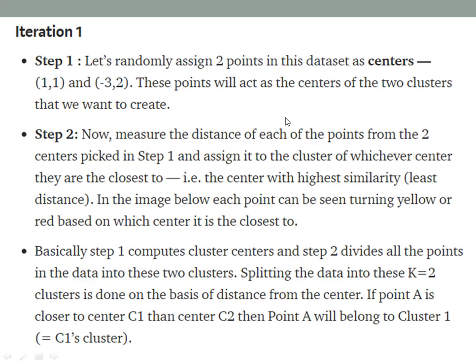So basically step 1 computes the cluster centers, and step 2 divides all the points in the data into these two clusters, right? Splitting the data into these k equals 2 clusters is done on the basis of distance, which is Euclidean distance, and we are calculating this distance from the cluster center to the data point. If point A is closer to C1, our centroid 1, than to C2, then point A will be assigned to cluster number 1, right?